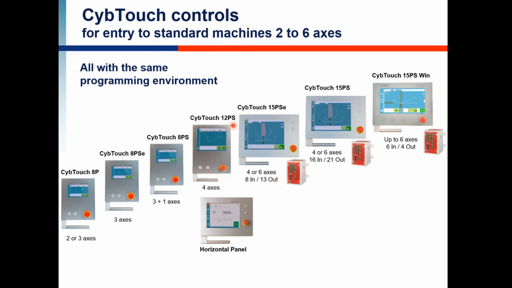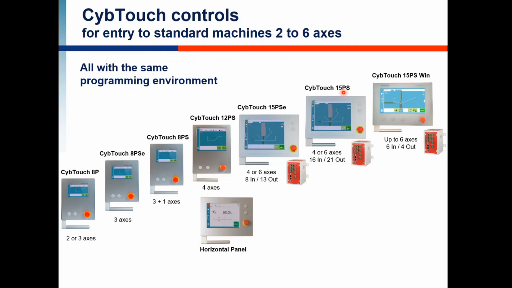So 6 axes maximum. 4 axes can be directly wired on the controller, and 2 axes, which is the beam, can be wired directly on the IO module, which will be in the electrical cabinet.